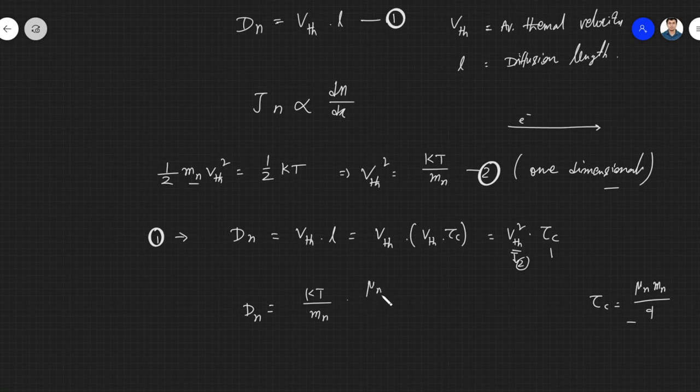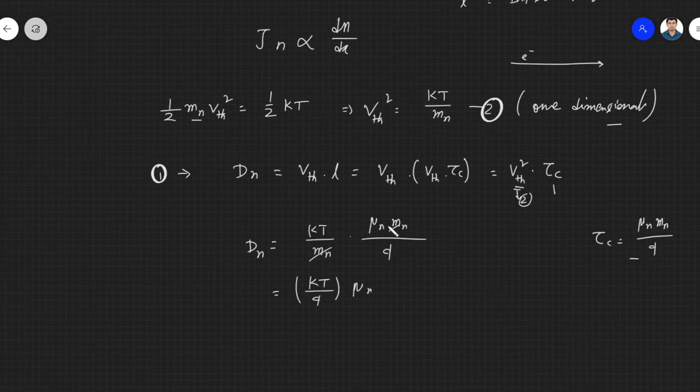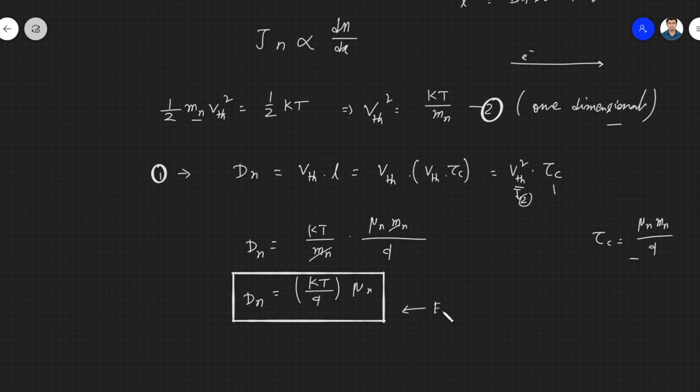So we have mu n mn by q, right? So this mn will cancel, and we'll just get kT by q into mu n. This is Dn. This relation is popularly known as the Einstein relation, right? Einstein relation.